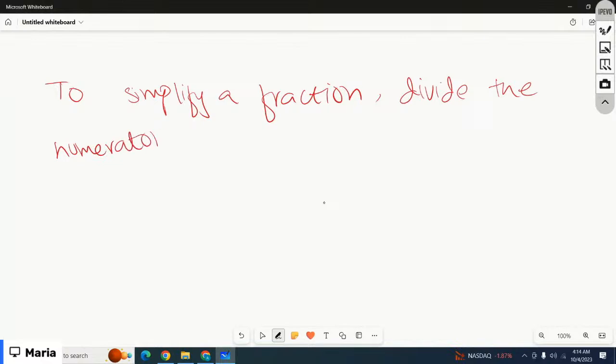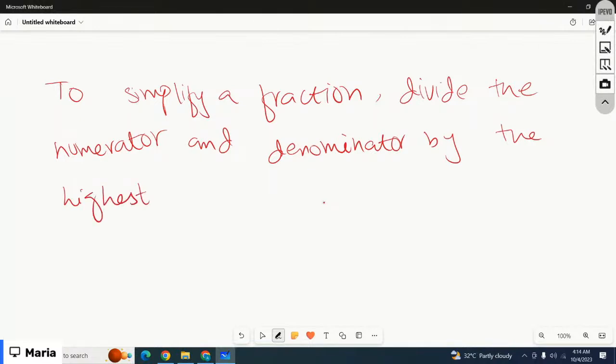To simplify a fraction, divide the numerator and denominator by the highest number that can divide both the numbers exactly, right?